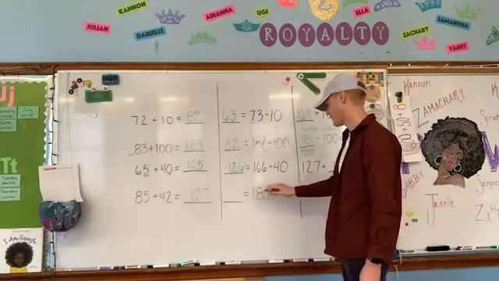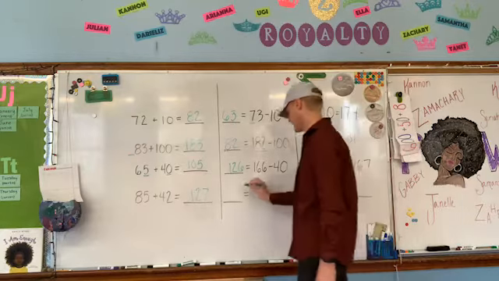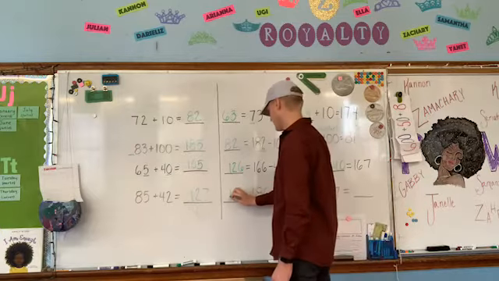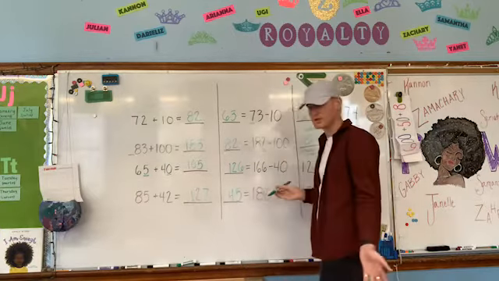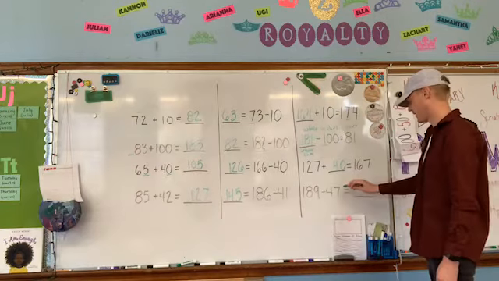Next we have 186 minus 41. 6 minus 1 is 5. 8 minus 4 is 4. 100 minus no hundreds is 100. And last I have 189 minus 47.